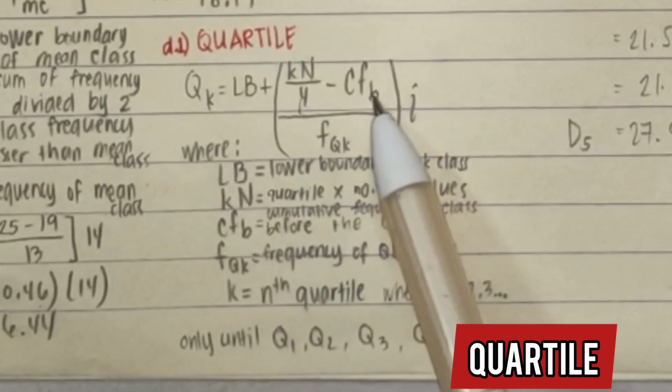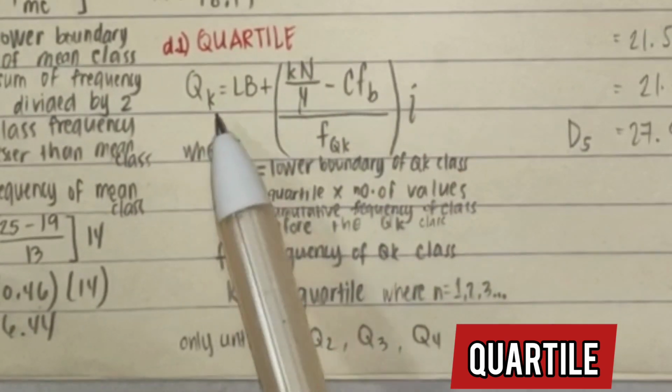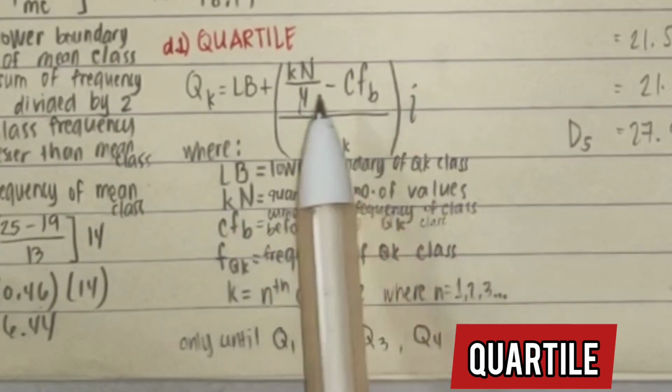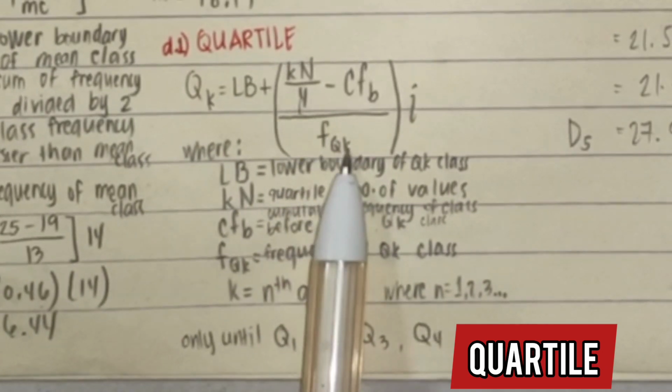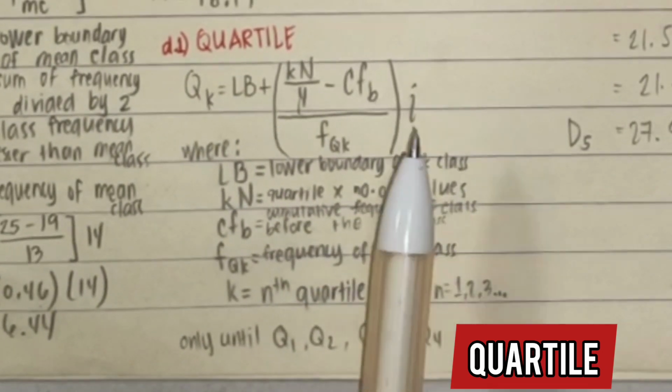Minus the cumulative frequency of the class before our QK class, which we will find again later via this value, divided by the frequency of our QK class, and of course our class interval.